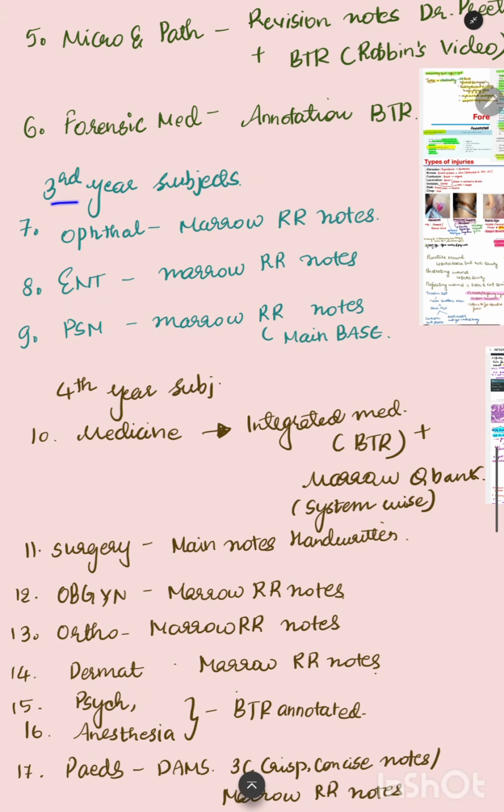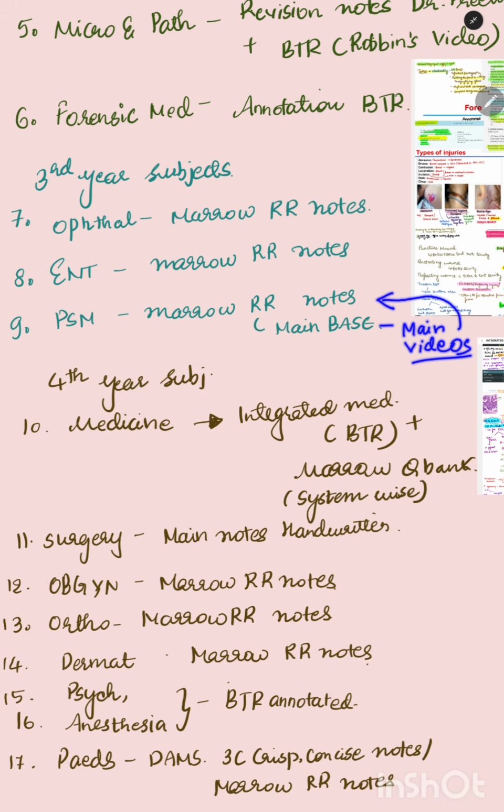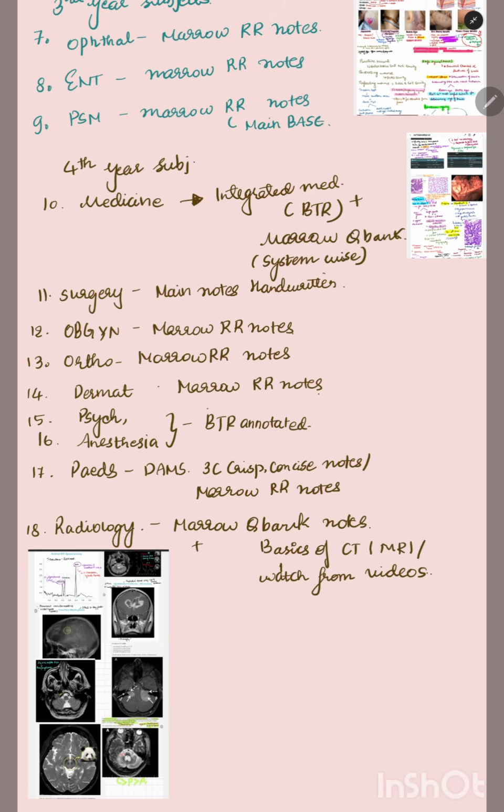And third year subjects, for ophthal and ENT, Marrow RR notes are more than enough. PSM, because you'll get on average around 15 questions from PSM, right? So I had Marrow RR notes as my main base, but before that I had watched the main videos. I completed all the main videos of PSM, and the important stuff that was missing in Marrow RR notes, I added to the Marrow RR notes. So that's how I was able to concise PSM without missing the important points.